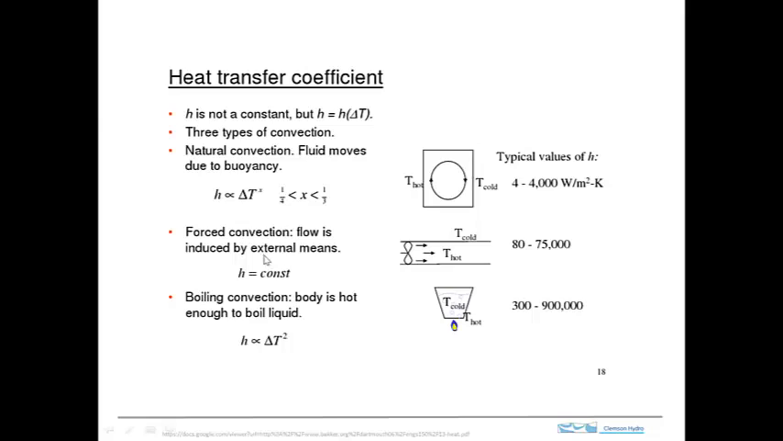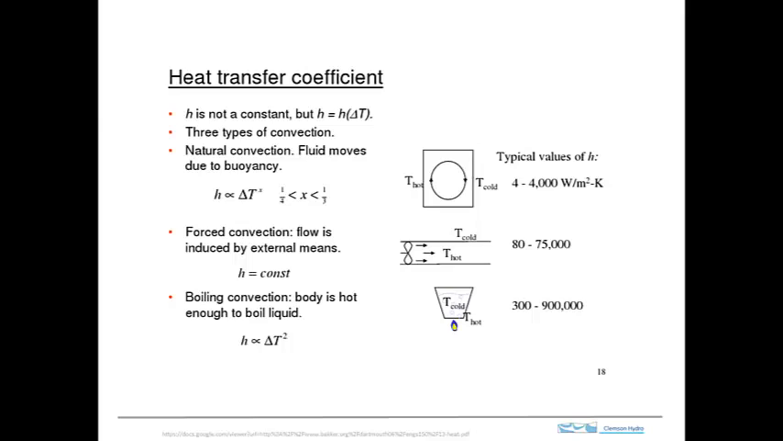For forced convection, where the fluid flow is controlled, then this heat transfer coefficient is roughly constant, and the range of heat transfer coefficients is in here. Now, if you have boiling, then we have a very broad range of heat transfer coefficients, and it depends on the temperature difference squared. So it's quite sensitive to the temperature difference, and it has this broad range. And you can imagine why this is, because if say this is a boiling teapot, then the heat transfer from the bottom of the teapot into the liquid is going to be very sensitive to the details of what's happening right at the interface.